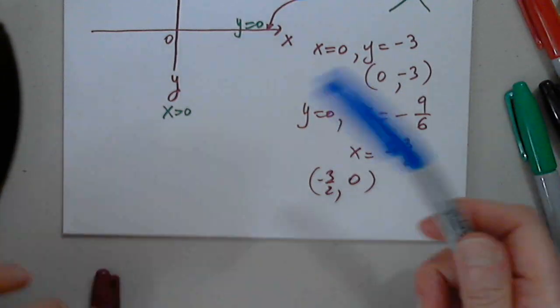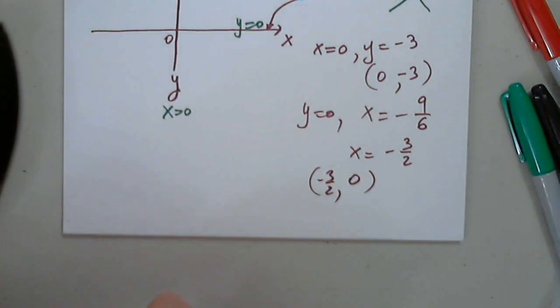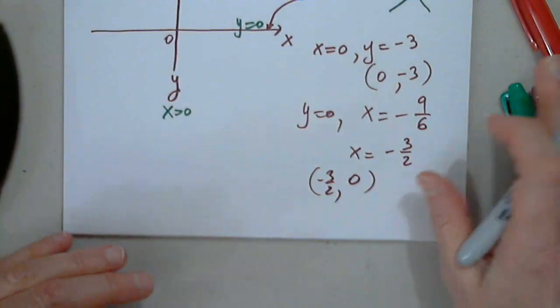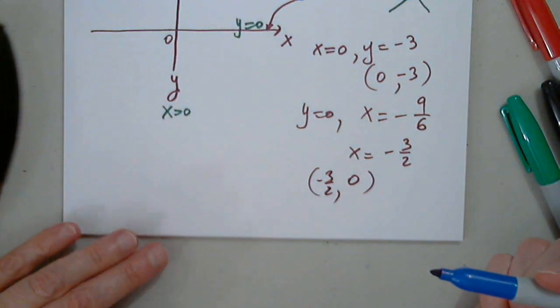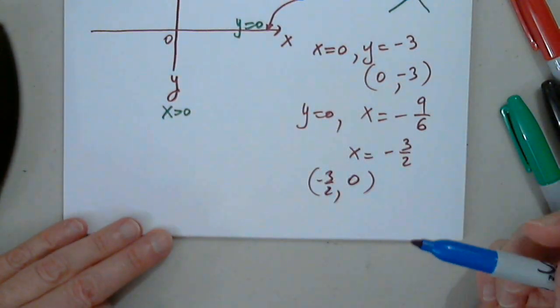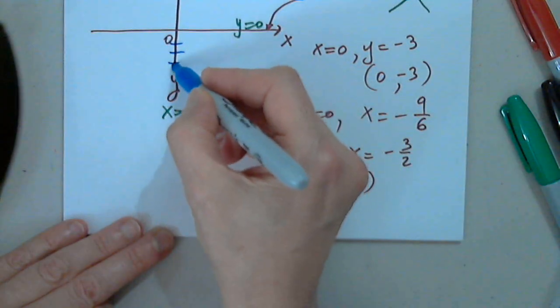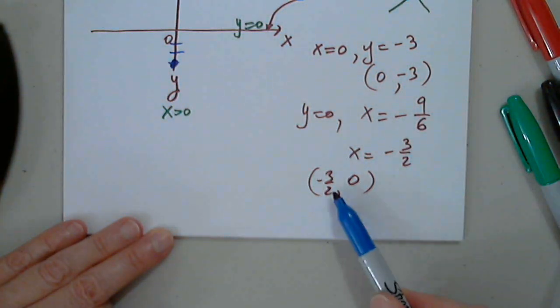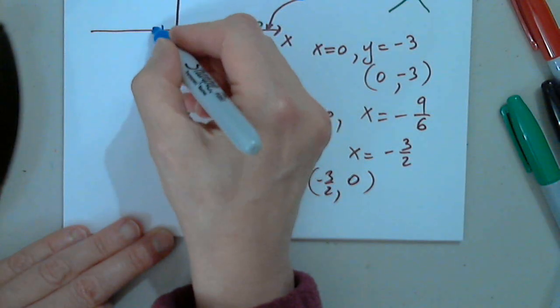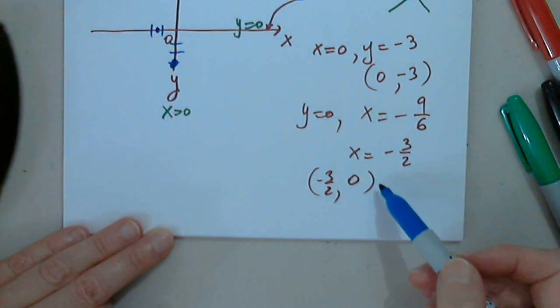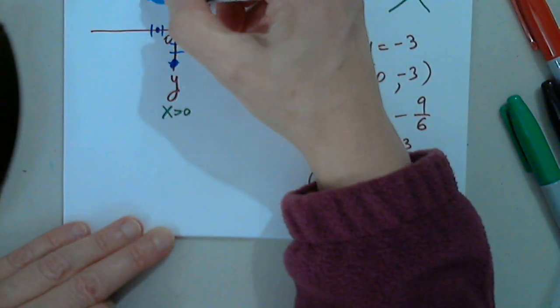Okay, then. So I'm changing colors all the time because they are drying out if I don't change them. So I also like more colors too. 0 for x, -3 for y. -3/2, which is -1.5 for x, 0 for y. And now I connect and extend the line.